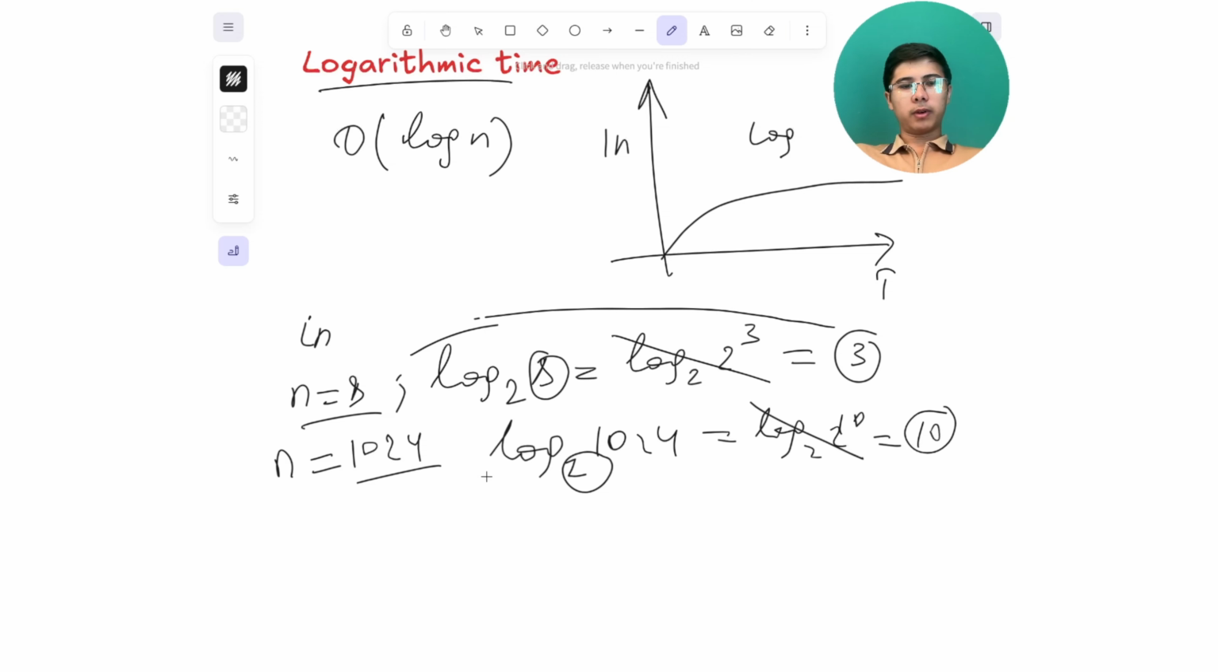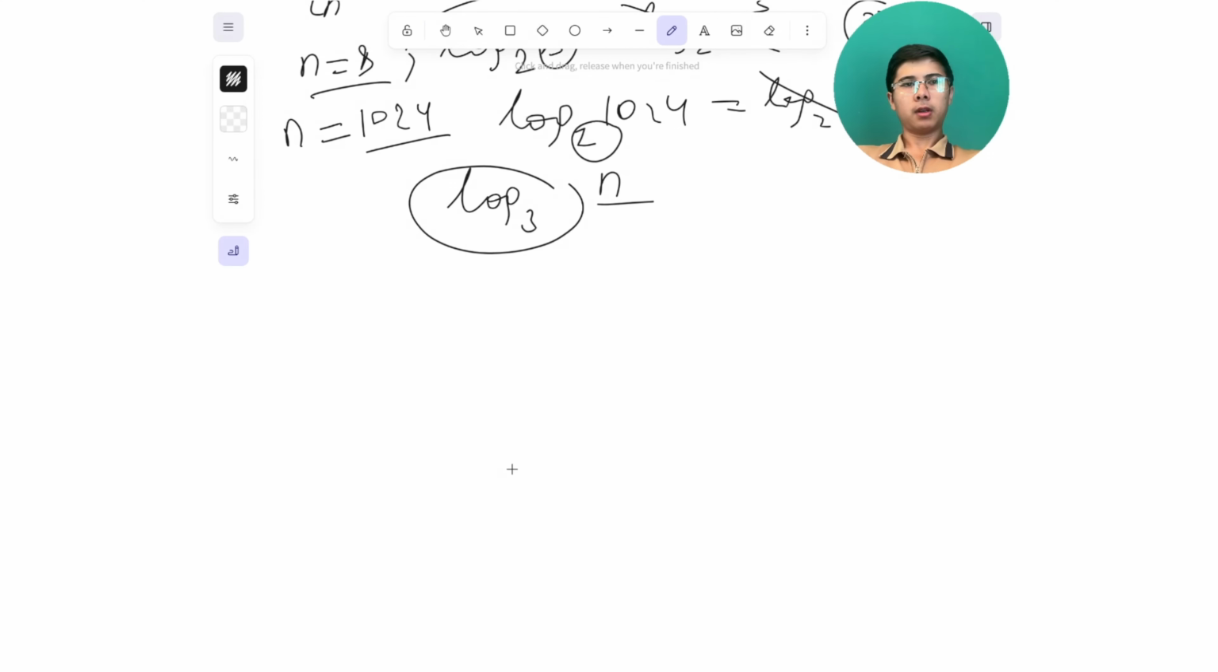If an algorithm divides the input size by 3, let's say, each time, then the number of steps is logarithm base 3 of n, you can see. This is the main mathematical progression. So let's look at some examples.